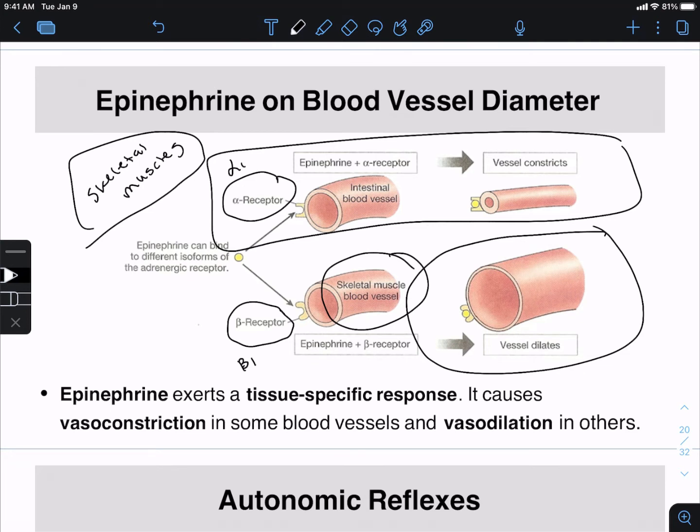When those skeletal muscles need more ATP, they need more oxygen, they need more blood flow, they're going to be producing more carbon dioxide. It's important to maintain homeostasis, and so we're going to increase blood flow to those skeletal muscles simply by virtue of exercising. And that will also happen through the activation of the sympathetic nervous system.